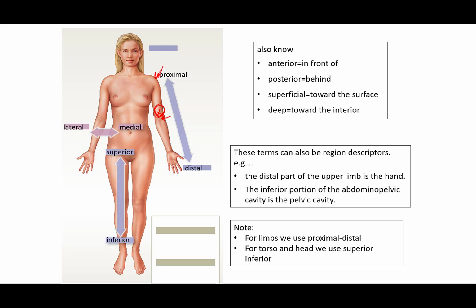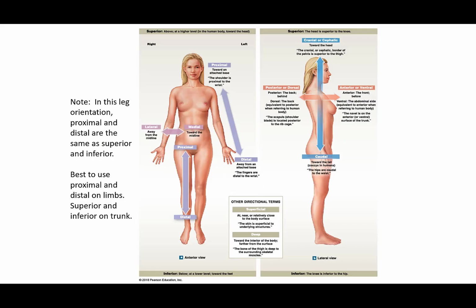We also have superficial and deep. Right? Superficial refers to toward the outside world, and deep is toward the inside of the body. For example, the skin is superficial to muscles, versus bones, which are deep to muscles. Just one important note, we only use proximal and distal for limbs. So upper and lower limbs, or arms and legs. We only use superior and inferior for the trunk and the face.